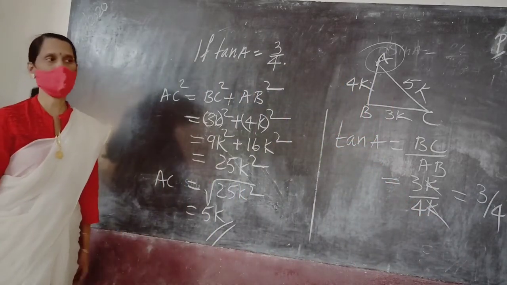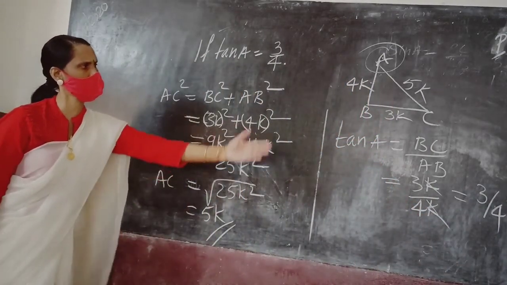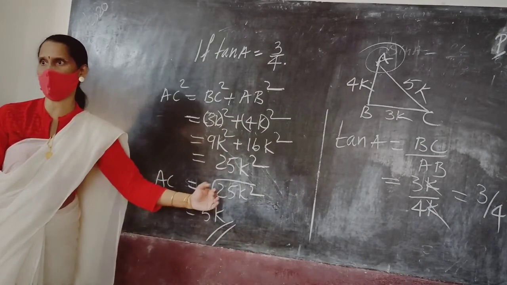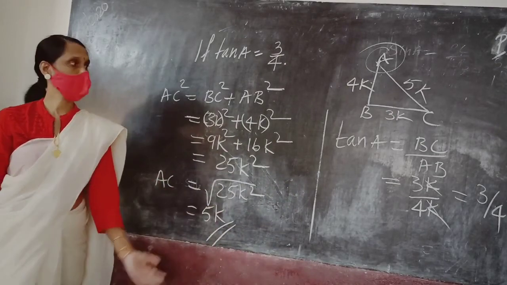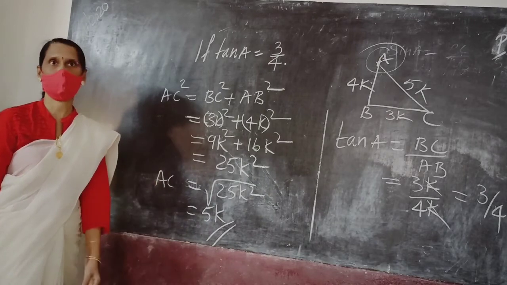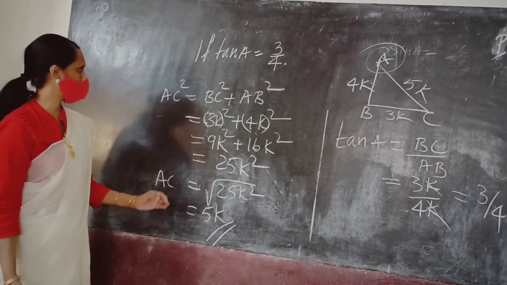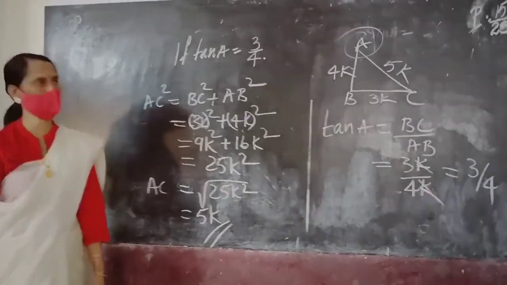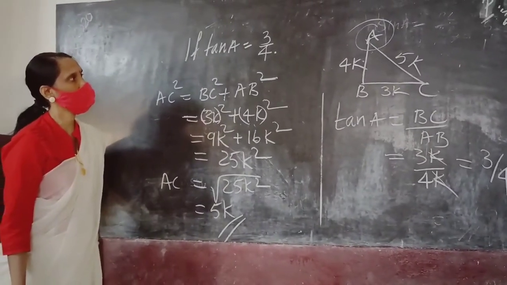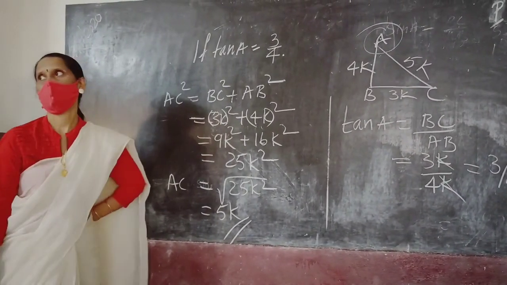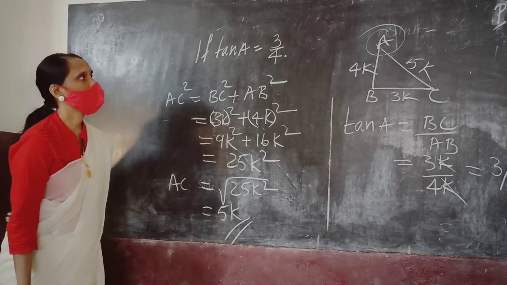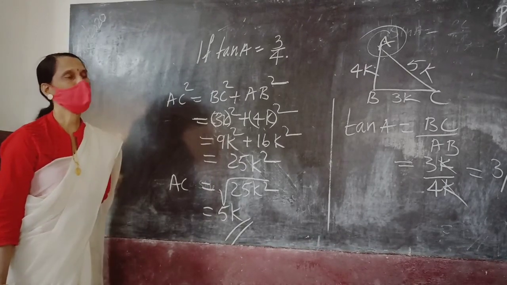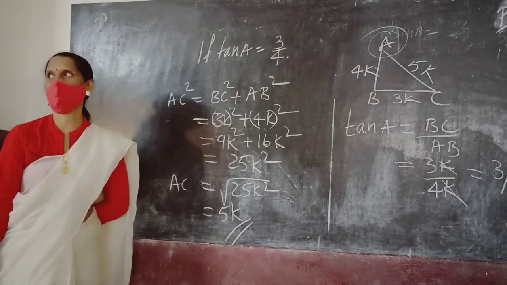In this way, cot theta is just the reciprocal of tan, so 4 by 3. Just reverse it. And what is sine? Opposite side by hypotenuse, 3K by 5K, which is equal to 3 by 5.